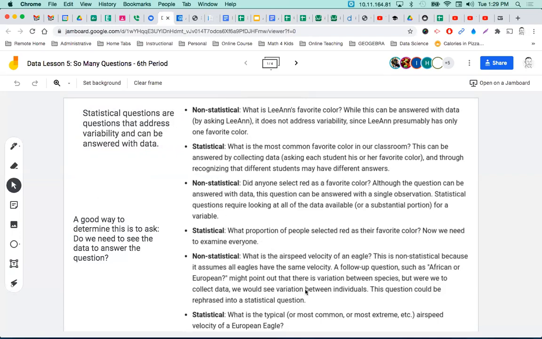Last one, what's the airspeed velocity of an eagle? And this one, again, I think is a little bit of a trick question because they're saying that this is a non-statistical question because it assumes all eagles have the same velocity. All right. And yes, if you're taking that question in its literal sense, they're asking what is the airspeed of an eagle? I think if we were to read that question, we would be thinking what's the average airspeed of an eagle, all right? But this is something we need to be careful of.